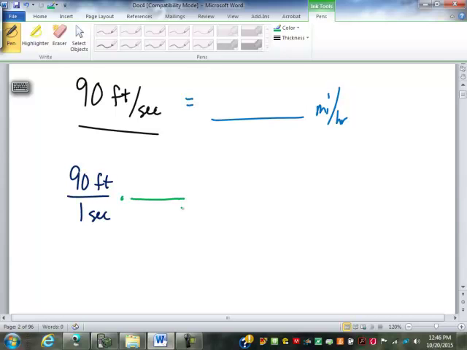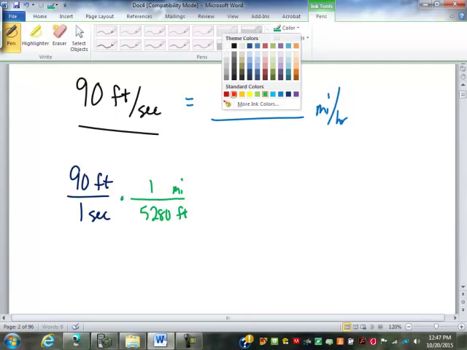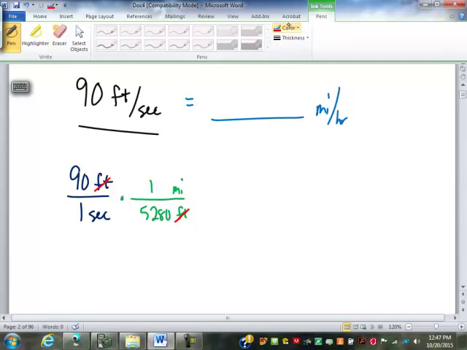I'm going to do the feet first because they're the easiest part. The feet had to go on bottom so that they could cancel out. 1 mile is 5,280 feet. So the feet have now canceled. Now I need to get rid of seconds. Where are the seconds going to go so that they'll cancel? They have to go on top because they're on bottom here. So if they go on top, they'll cancel out.